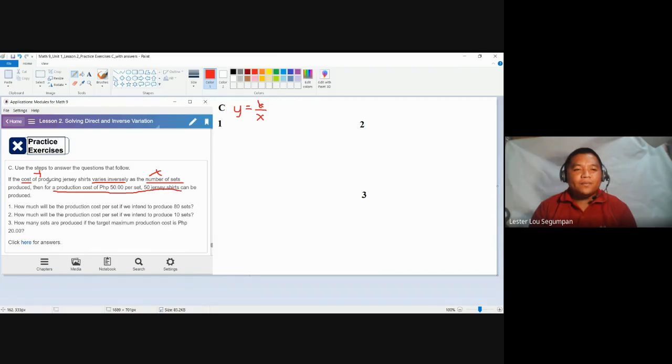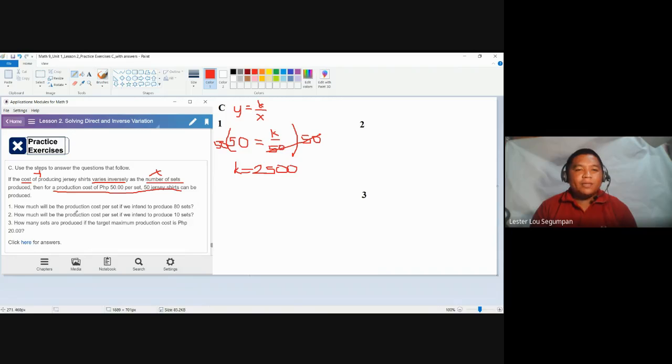Since y is the cost, you have here 50 pesos is equal to k over 50 jersey shirts. So you're going to multiply 50 on both sides to solve for k. 50 times 50, cancel that out. K is 2,500. And then you apply the value of k to the first problem.